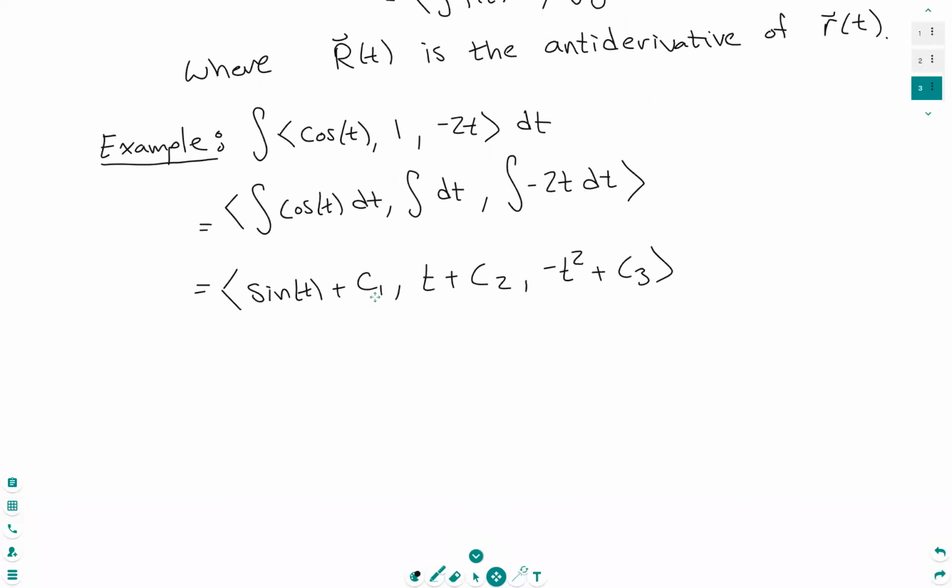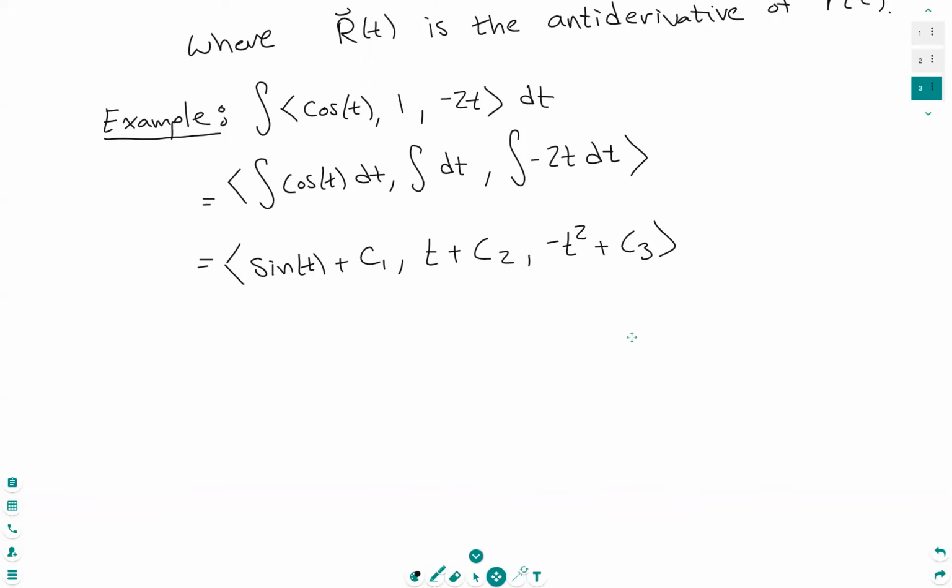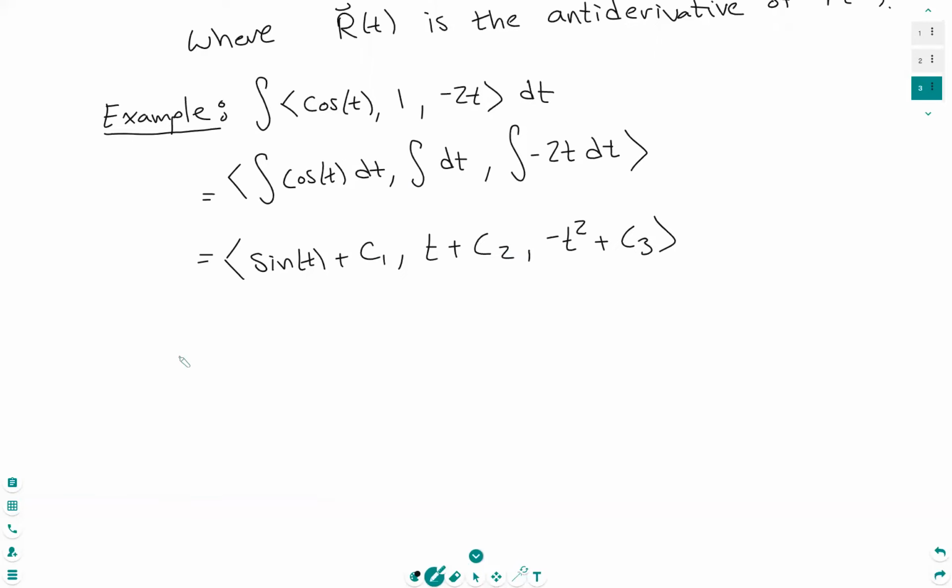These aren't necessarily all the same constant, so we have to be a little bit careful by labeling them C1, C2, and C3. In other words, we can just say that this is the vector sine of t, t, and negative t squared, plus some vector c, where its components are C1, C2, and C3.